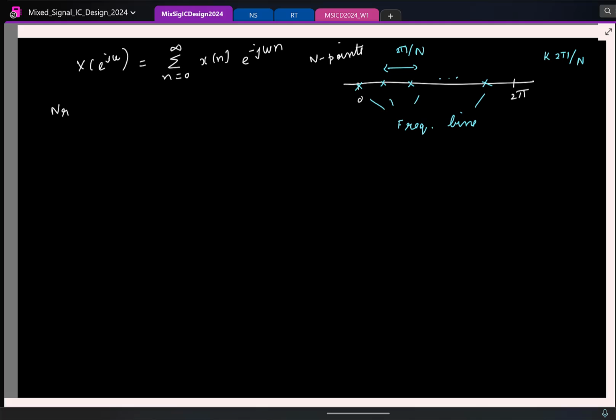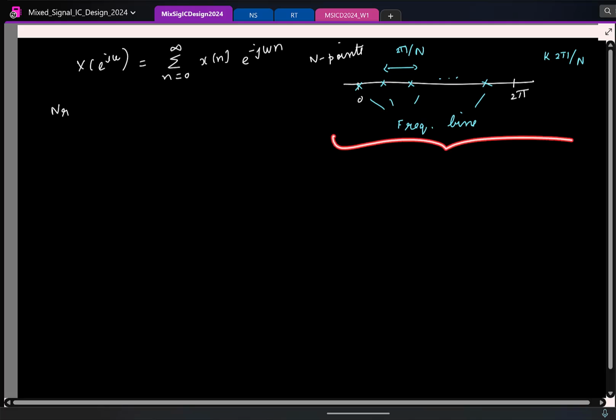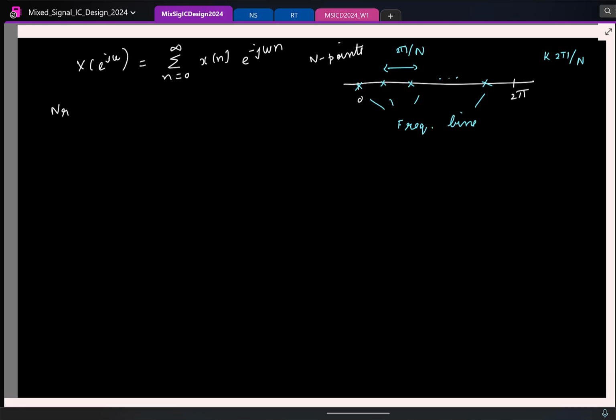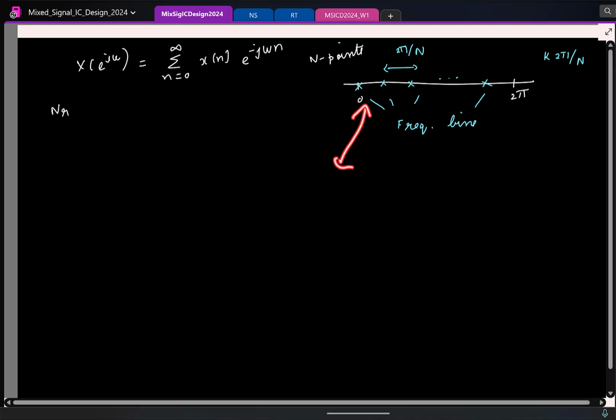But then we also observe that here, when we are computing the spectrum at discrete frequency points, essentially we are sampling in the frequency domain, which means if I reconstruct the time domain sequence from this, what do I observe?